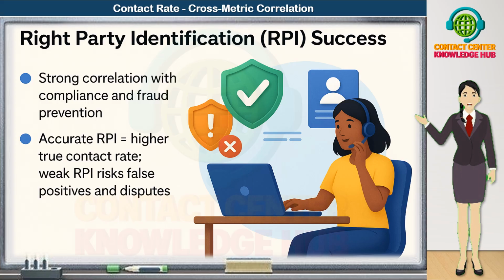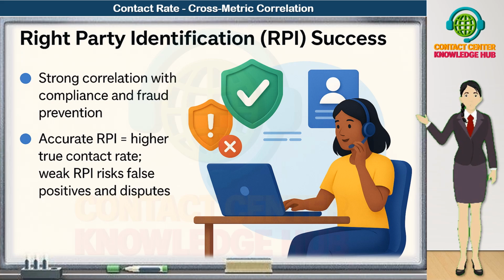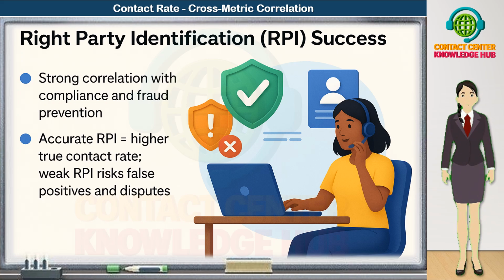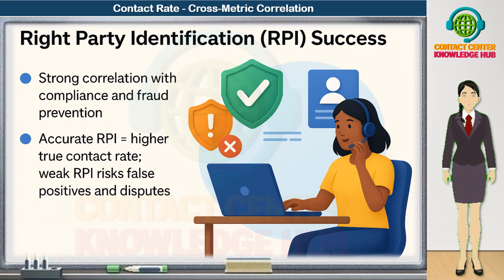On the other hand, weak or inconsistent RPI can result in false positives where an agent believes they've reached the right person but hasn't. This increases the risk of data breaches, customer disputes, and even regulatory violations. Impact: accurate RPI strengthens compliance and trust, ensuring your contact rate reflects real, verified conversations, not inflated or risky connections.